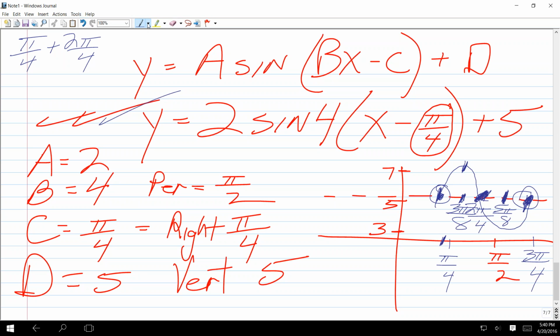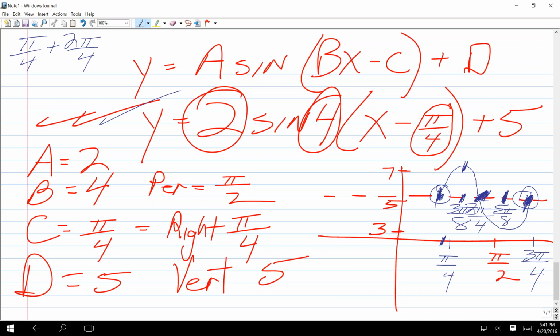If I look at this function, this sinusoidal function here, that changes the shape, that changes the shape. But the pi over 4 does not, nor does the plus 5. They merely move the curve left, right, or up and down. Okay? Yeah, they don't change the shape.